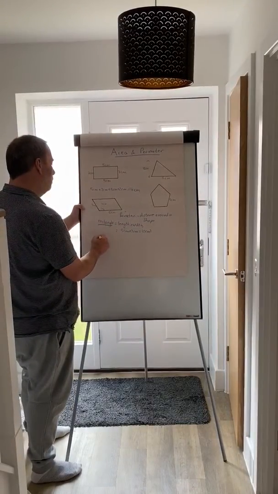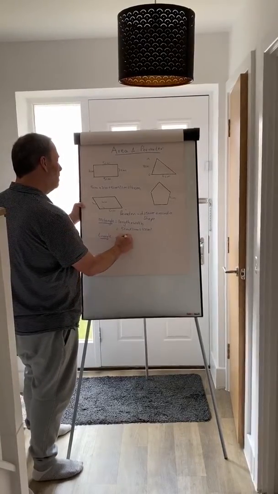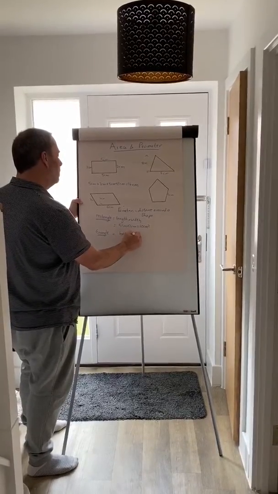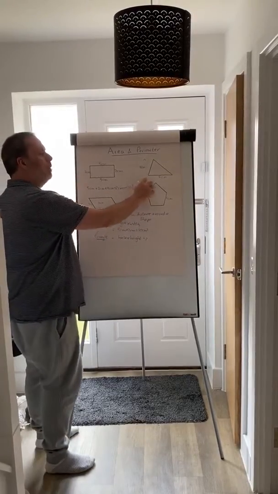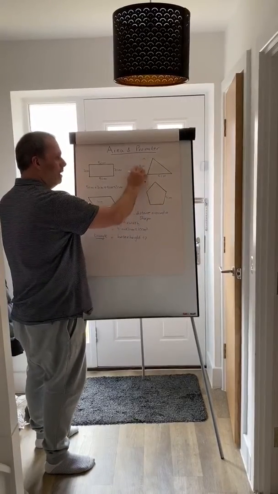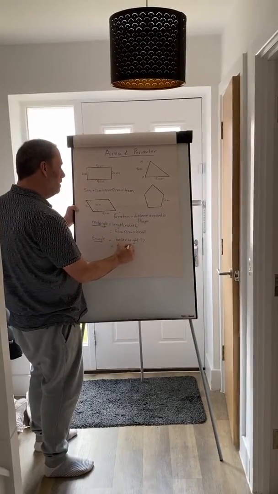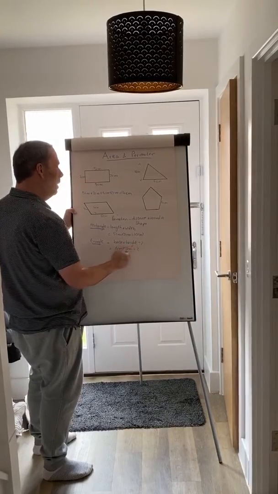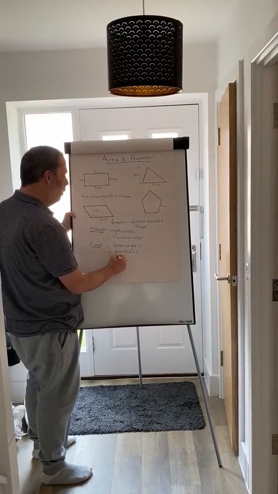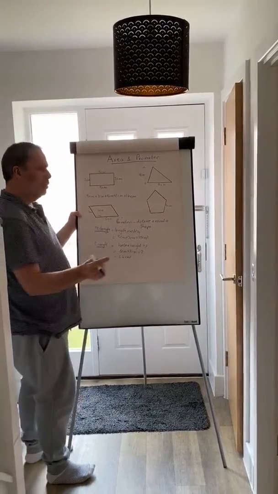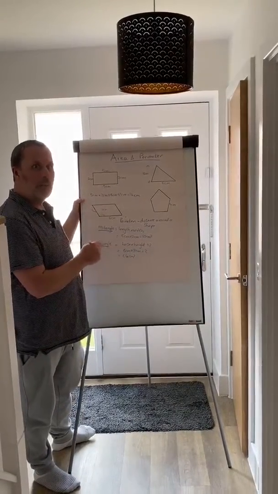A triangle, the area is base times height divided by 2. So in this example here, we've got a base of 6 centimetres and a height of 8 centimetres. So it would be 6 centimetres times 8 centimetres divided by 2, 6 times 8 is 48, divided by 2, which is 24 centimetres squared. And one thing I forgot to say, units of area are squared, so centimetre squared, metre squared, millimetre squared, and so on.